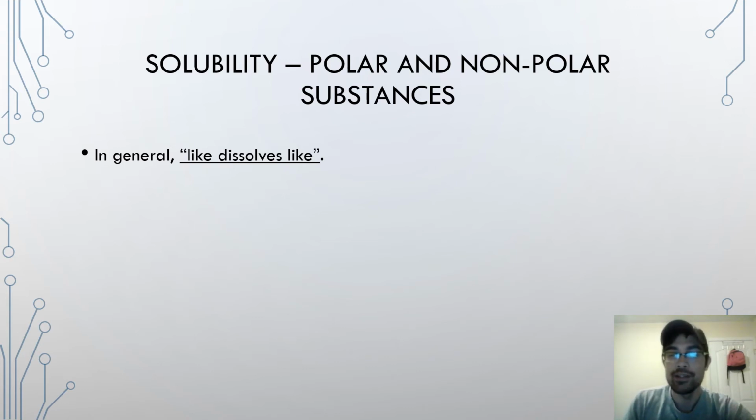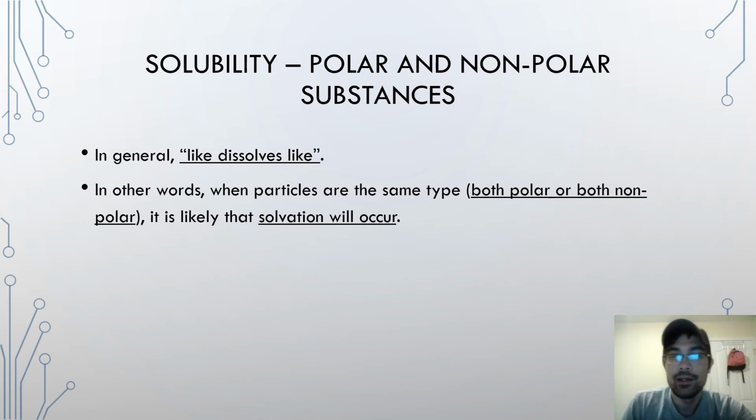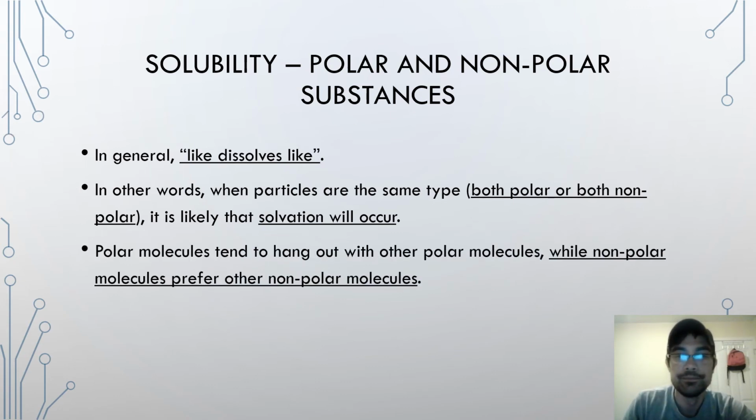So non-polar things can easily dissolve other non-polar things. Polar substances can dissolve polar solutes. Okay? So if they are of the same matching type, solvation or dissolving is likely to occur. Okay? So polar molecules like to hang out with other molecules that are also polar, while non-polar ones like to hang out with other molecules that are like them and non-polar. Kind of like people. You like hanging out with people that are like you, and people that are not like you, you may not always hang out with.